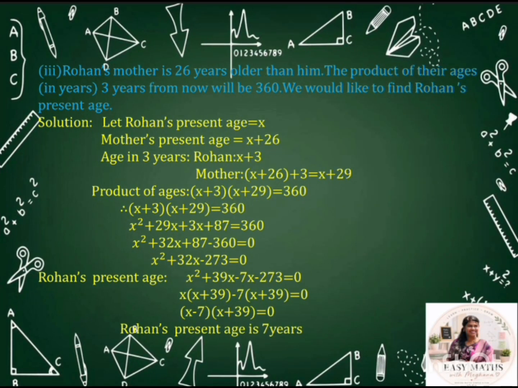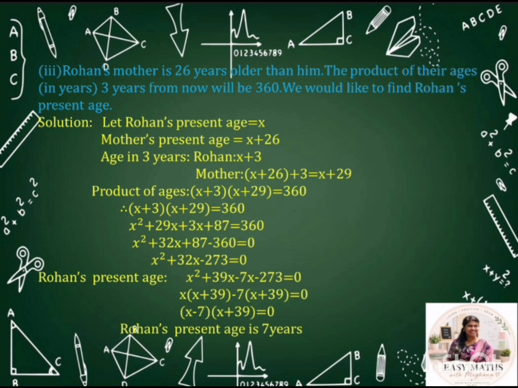Third one, Rohan's mother is 26 years older than him. The product of their ages in 3 years from now will be 360. We would like to find Rohan's present age. So here Rohan's present age can be taken as x, mother's present age is taken as x plus 26. After 3 years, Rohan's age can be taken as x plus 3 and mother's x plus 26 plus 3. So you can write it as 26 plus 3 is 29. Therefore x plus 29 is the age of mother after 3 years.